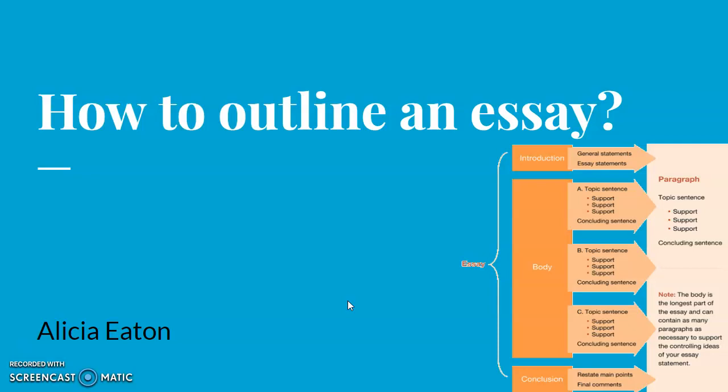You can see the chart to the right gives a general look on how your essay should be written and why it's important to have all these parts to make a successful essay.